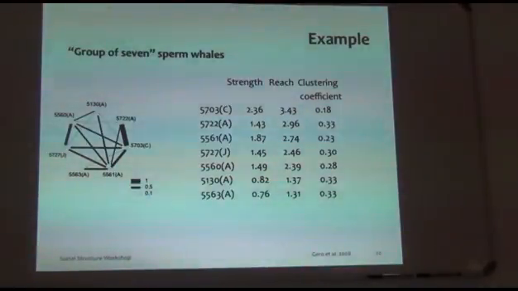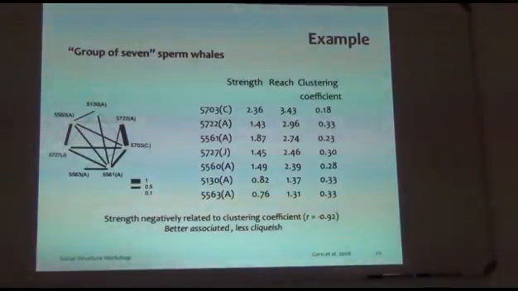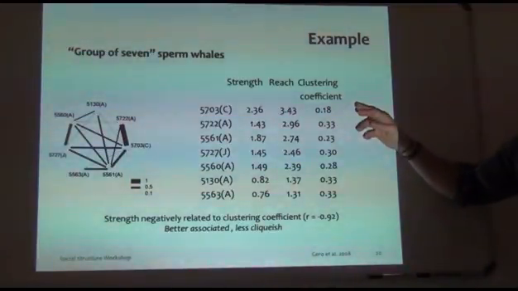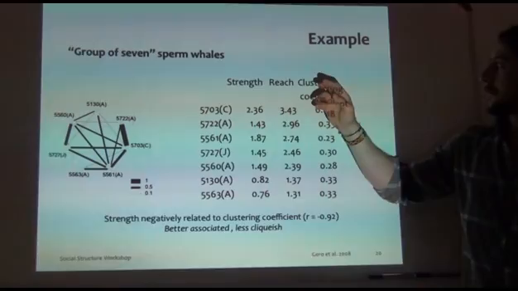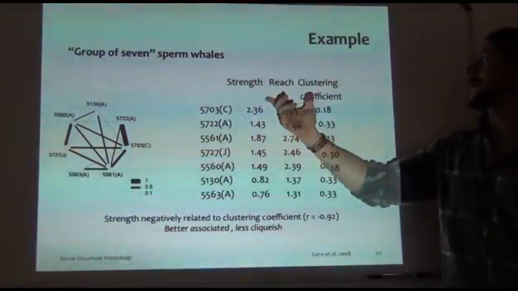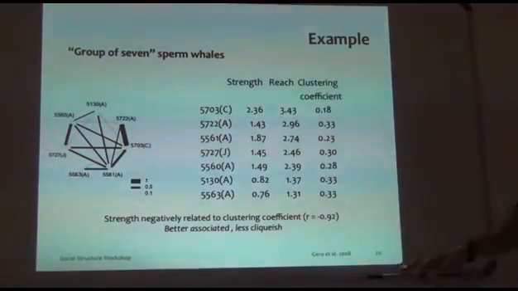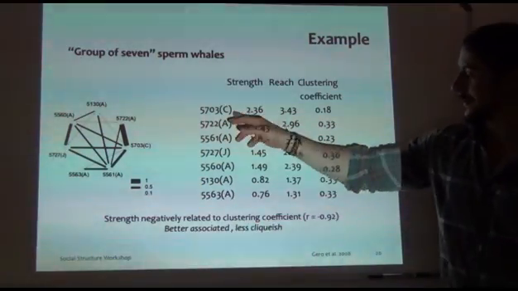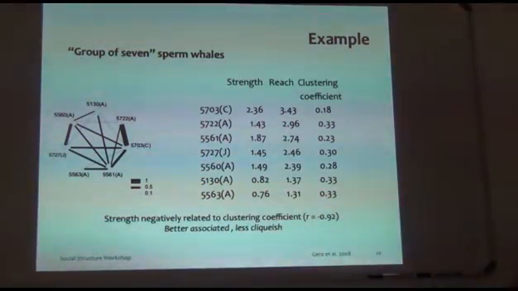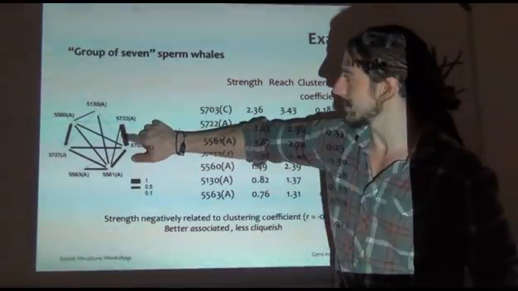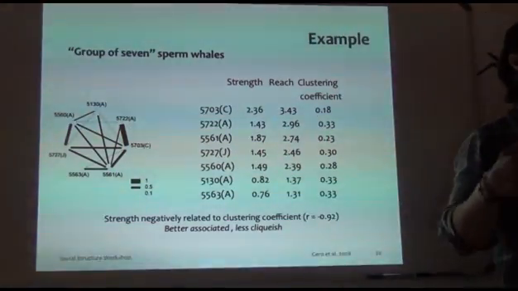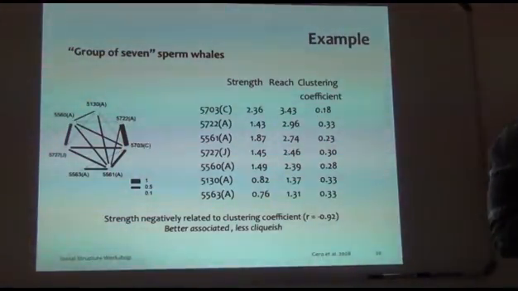So here we have a negative correlation between clustering coefficient and centrality and other measures of centrality. The better associated this guy is, the calf, the less cliquish he is. It means that he has lots of connections, but their connections are not connected as well.